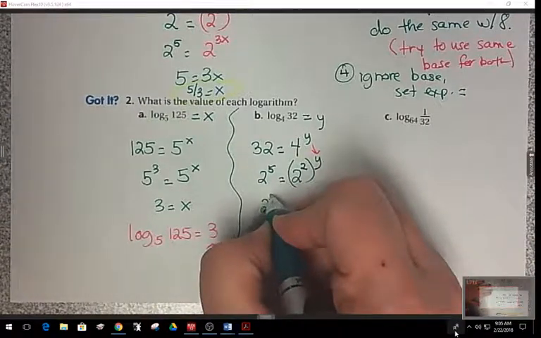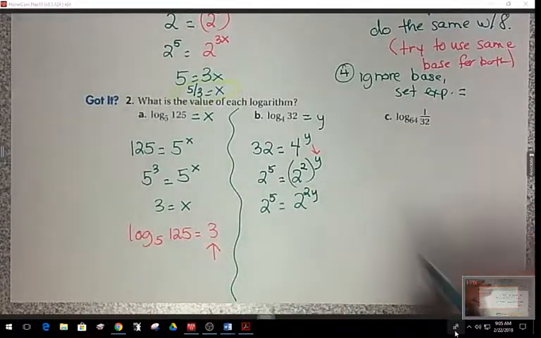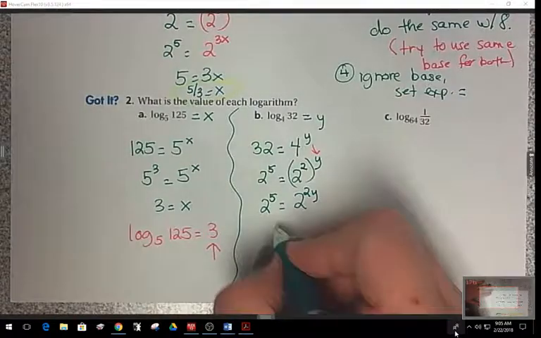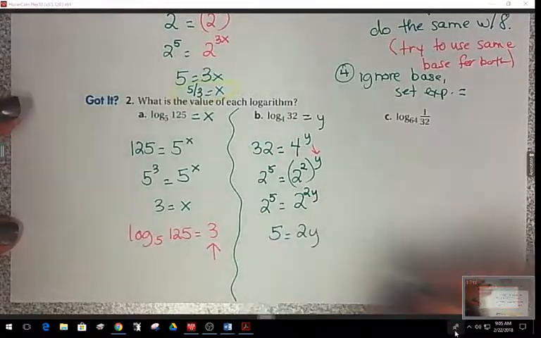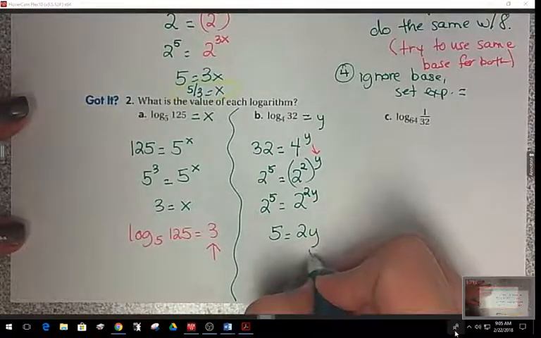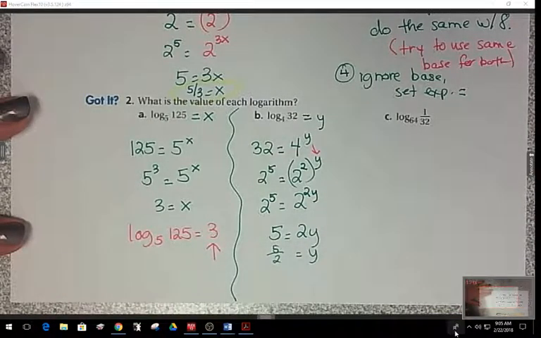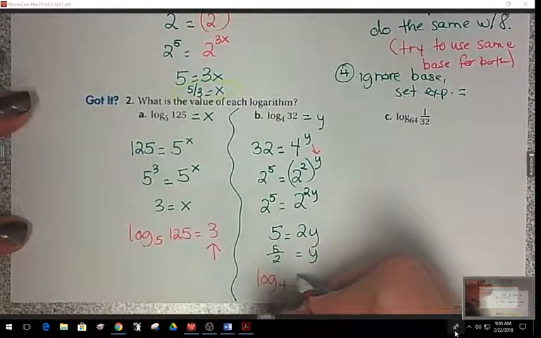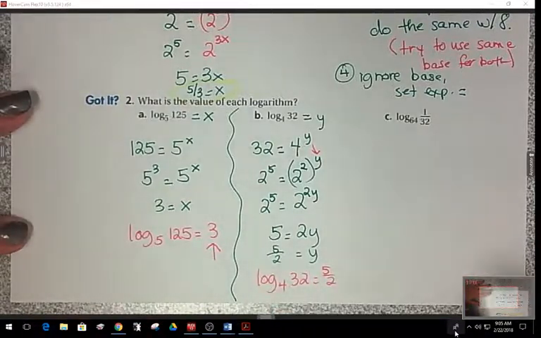So now, on that right-hand side, a power to a power, you multiply them. So I end up with 2 to the 2y. My bases are the same, so I'm going to ignore them and set my exponents equal. Now I can solve for y. Y is equal to 5/2. So what that tells me is that log base 4 of 32 is equal to 5/2. Okay, this is the value they were looking for.